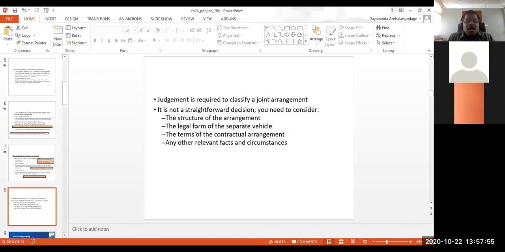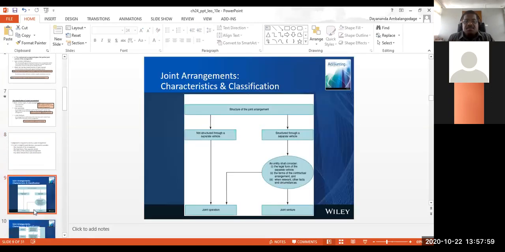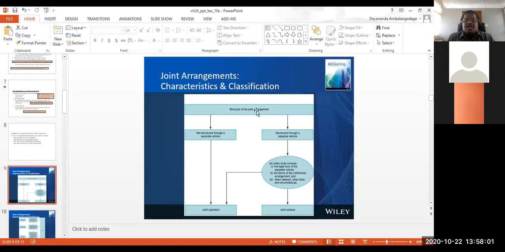We will see a diagram just to understand this first. The structure of the joint arrangement: not through a separate vehicle, and through a separate vehicle. A separate vehicle means there is a separate legal body to do that particular operation.